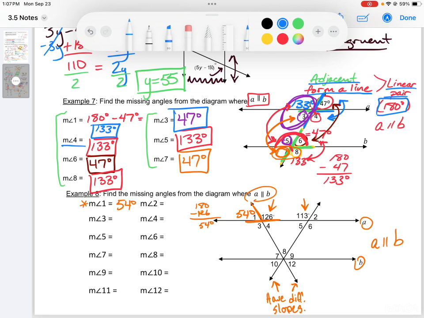Now, angle 3 is opposite of our original angle. It's a vertical angle, which means it's congruent to it, and it's also 126. Angle 5 over here forms a linear pair with 113. So 180 minus 113 equals 67. 67 degrees.